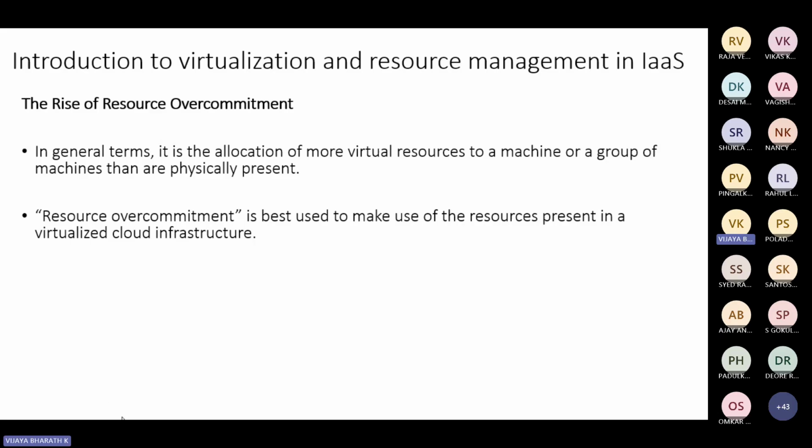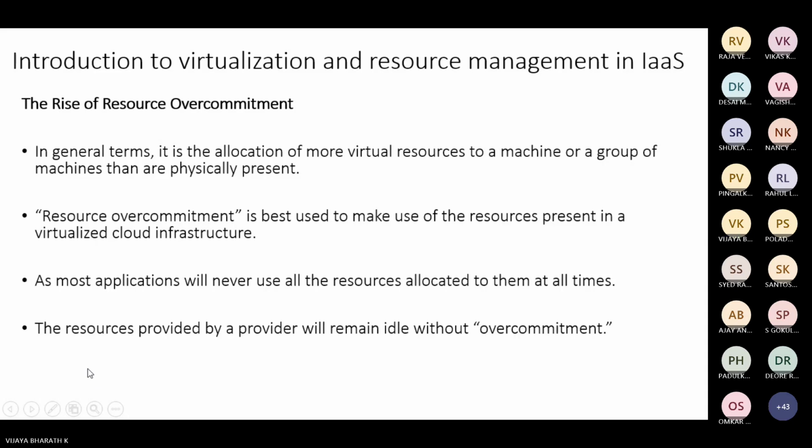So resource overcommitment is the best way to make use of resources present in the virtualized cloud infrastructure. As I told you, I gave a simple example where your 4-core processor is assumed to work as an 8-core processor. So you split your loads accordingly so that you share those processor cores. Just an example. As you see, most applications will never use all the resources allocated to them all the time.